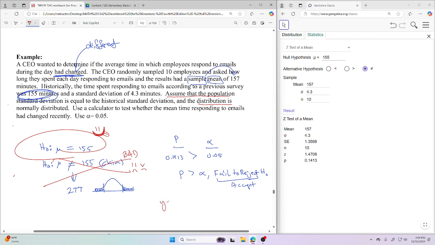Bad claim. So I have options: yes or no support for the claim. You would say no support for that claim. He says that it's changed. He asked 10 people and didn't get anything close. He said it was 155 and he got 157. You're only asking 10 people, it's not really changing much. It could happen. That's not unusual if that were to happen.